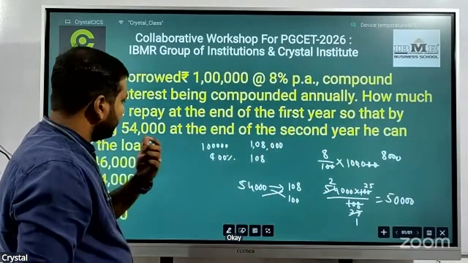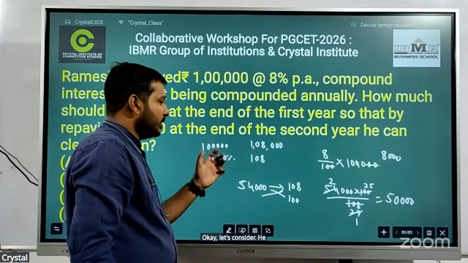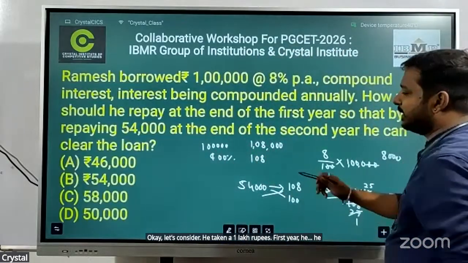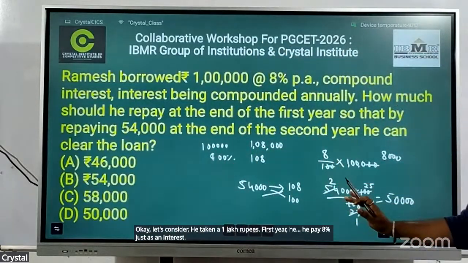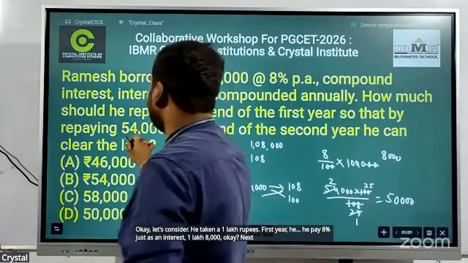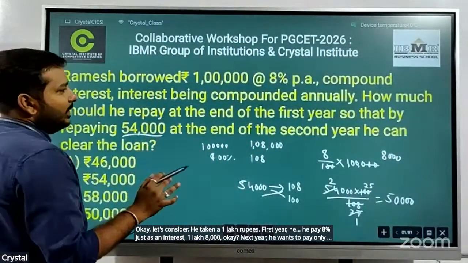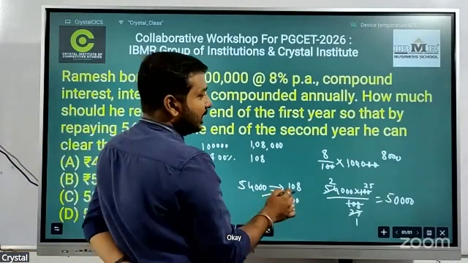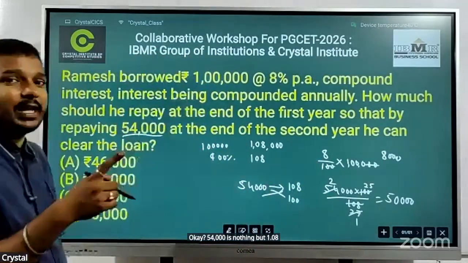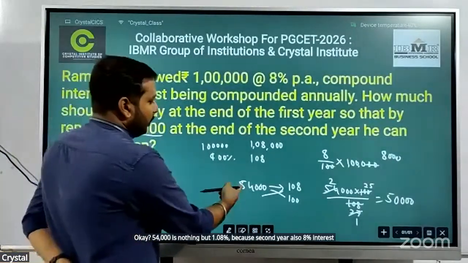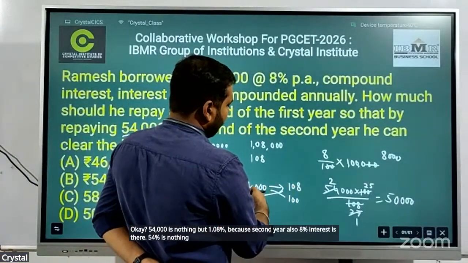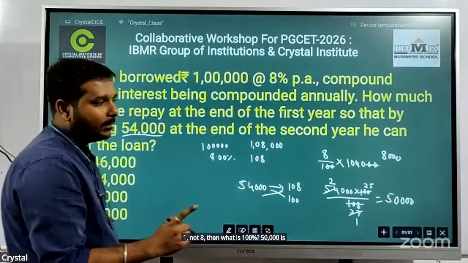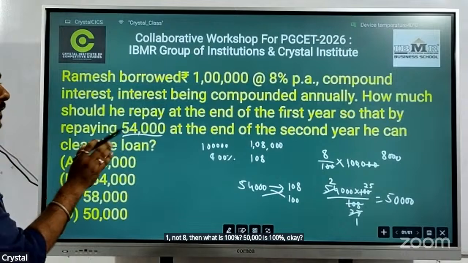Let's consider he has taken 1 lakh rupees. First year he pays 8% interest, so 1 lakh 8,000. Next year he wants to pay only 54,000. Then how much amount did he pay for the first year? 54,000 is nothing but 108%, because second year also 8% interest is there. 54,000 is 108%. Then what is 100%? 50,000 is 100%. He wants to remain only 50,000.